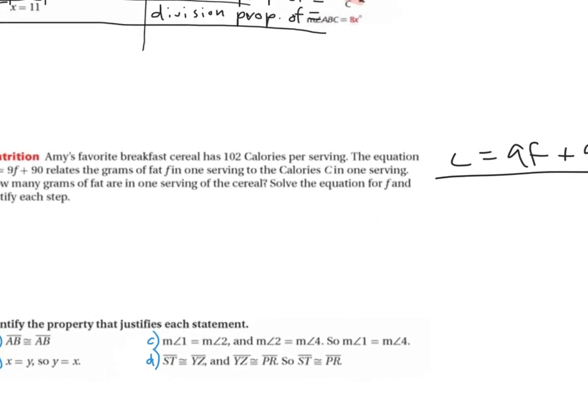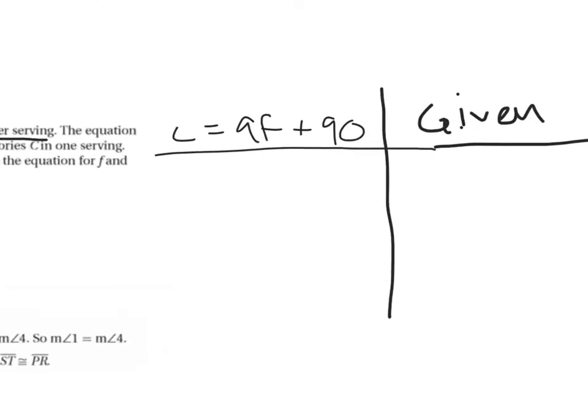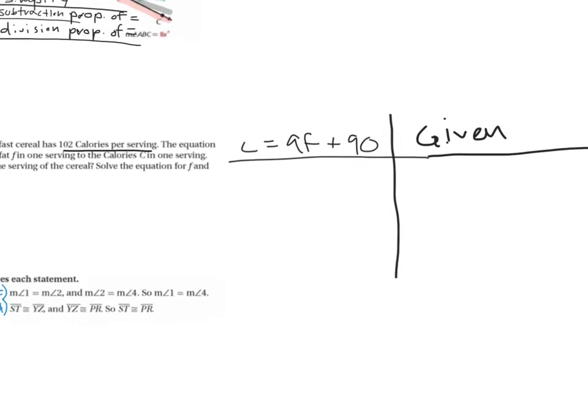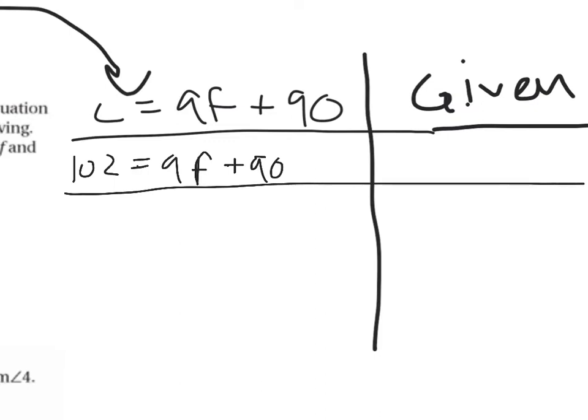So now we have the cereal is 102 calories per serving. So it's talking about the calories, so we would take this and plug it into C. So when we're plugging something in, we are using substitution. So we have 102 is equal to 9F plus 90. And we got this step because of substitution.